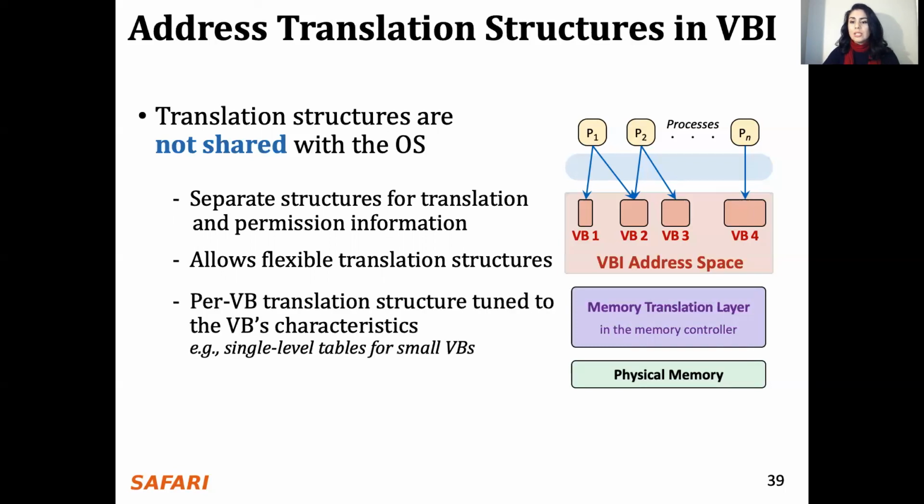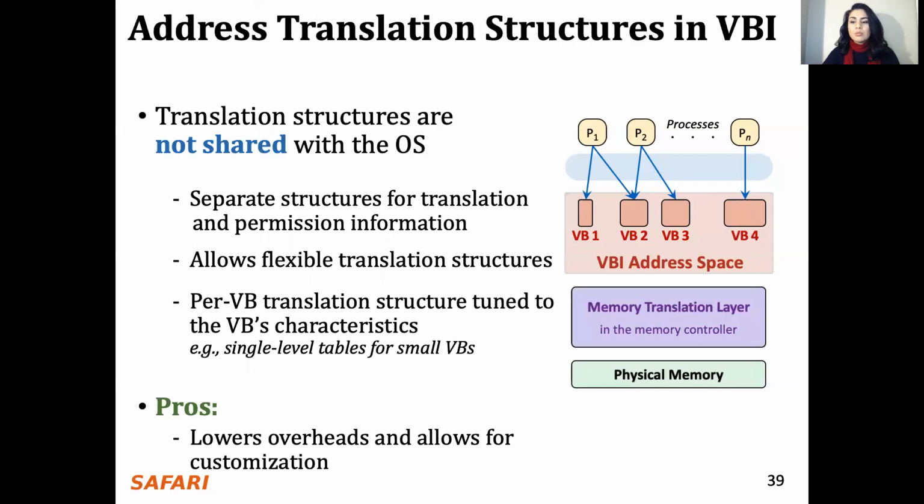Accordingly, VBI maintains a separate translation structure for each VB and can tune it to suit the properties of the VB, for example, single-level tables for small VBs. The flexibility of customizing the address translation structures to the VB's need lowers the address translation overhead in VBI.